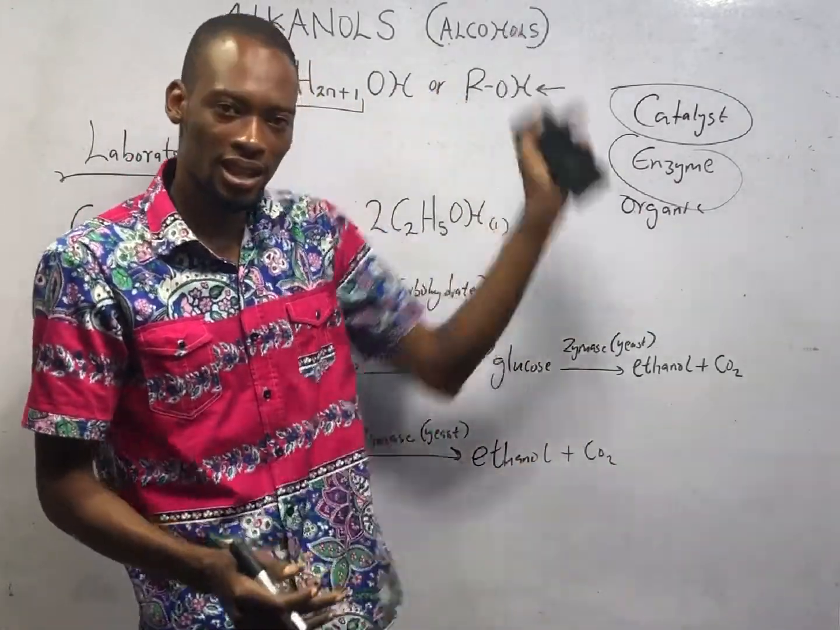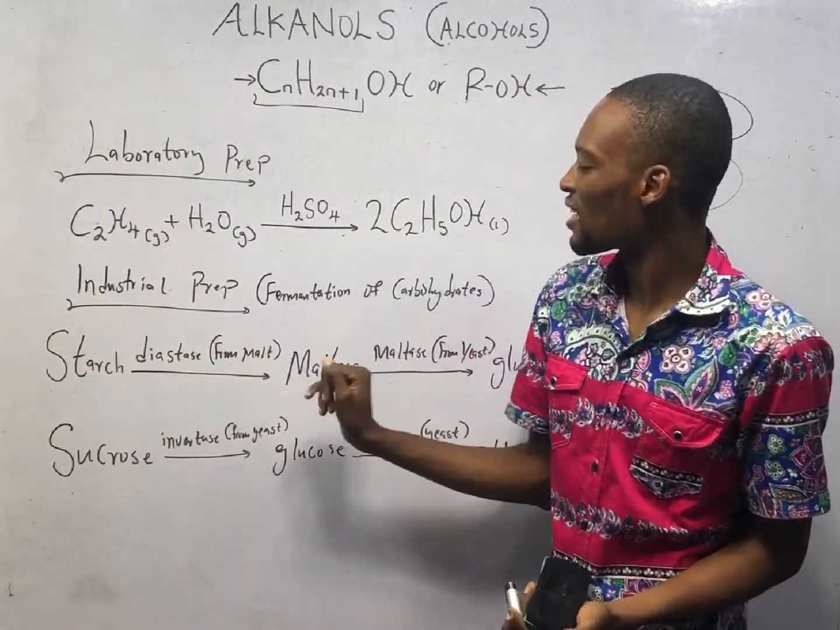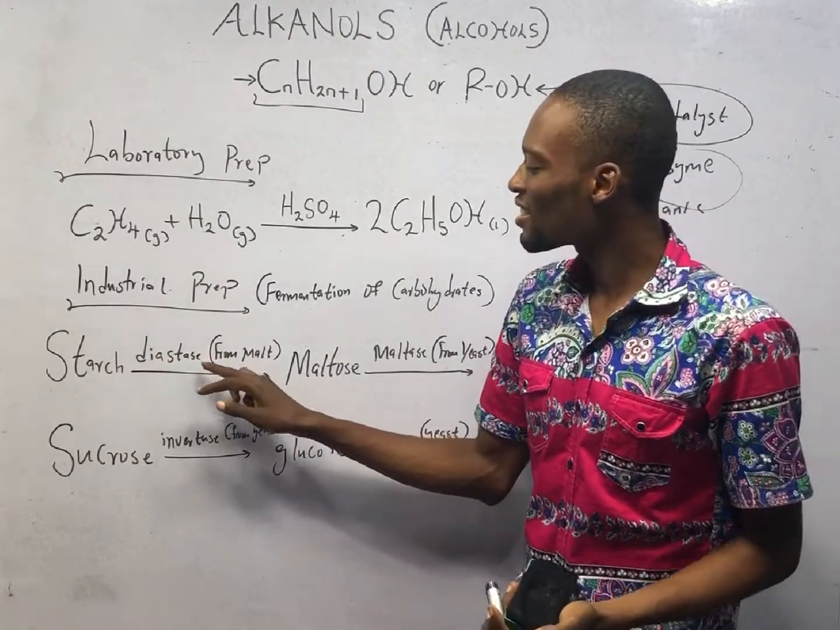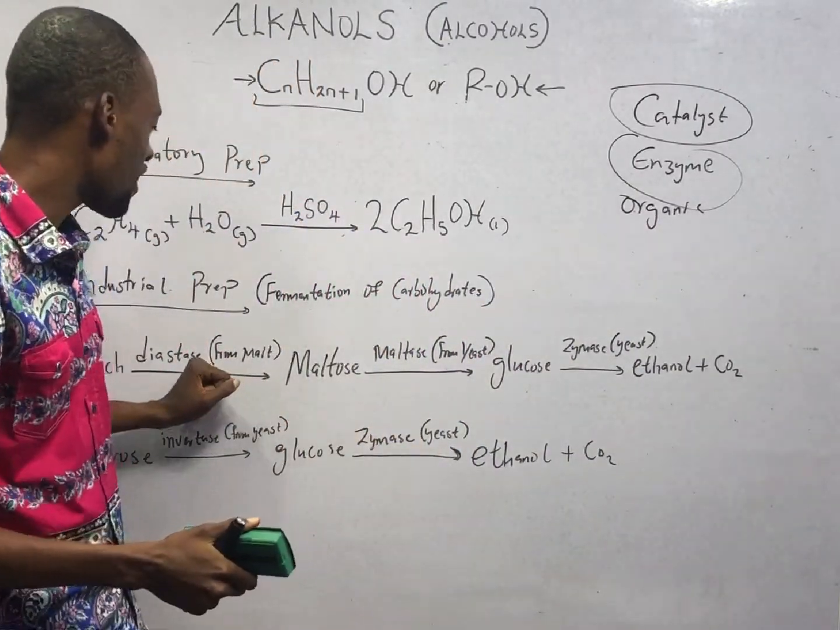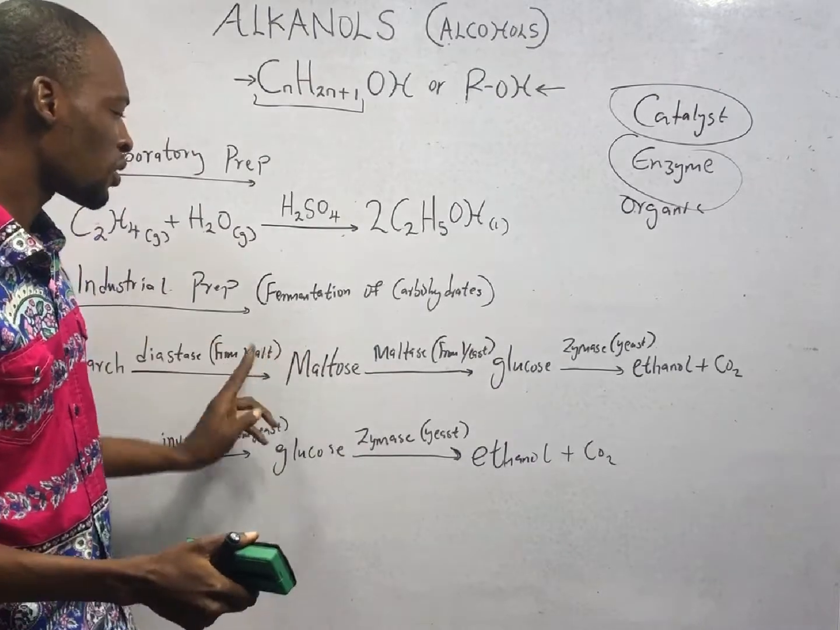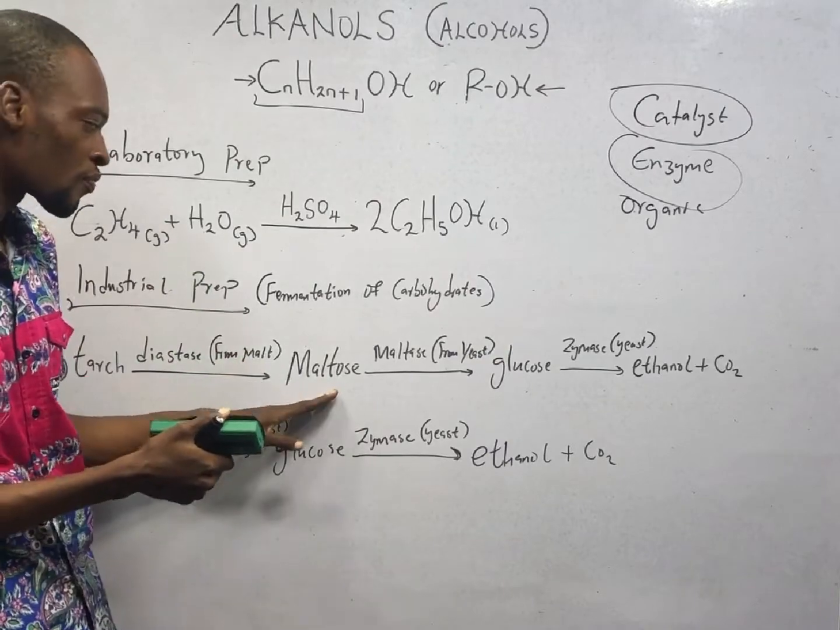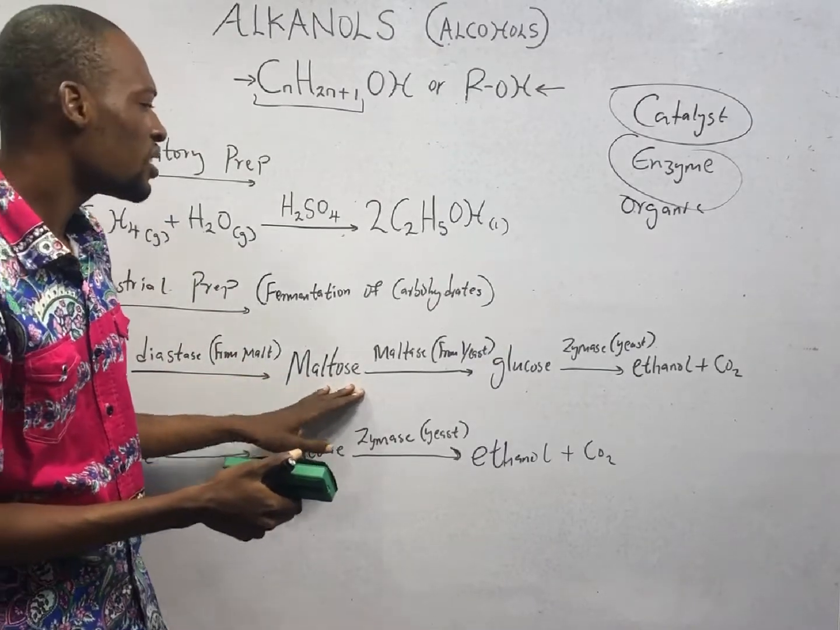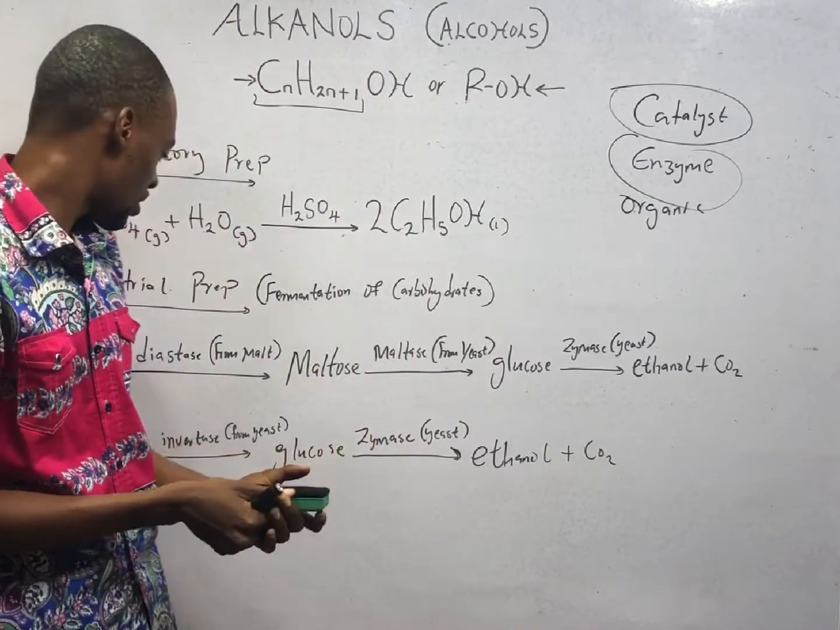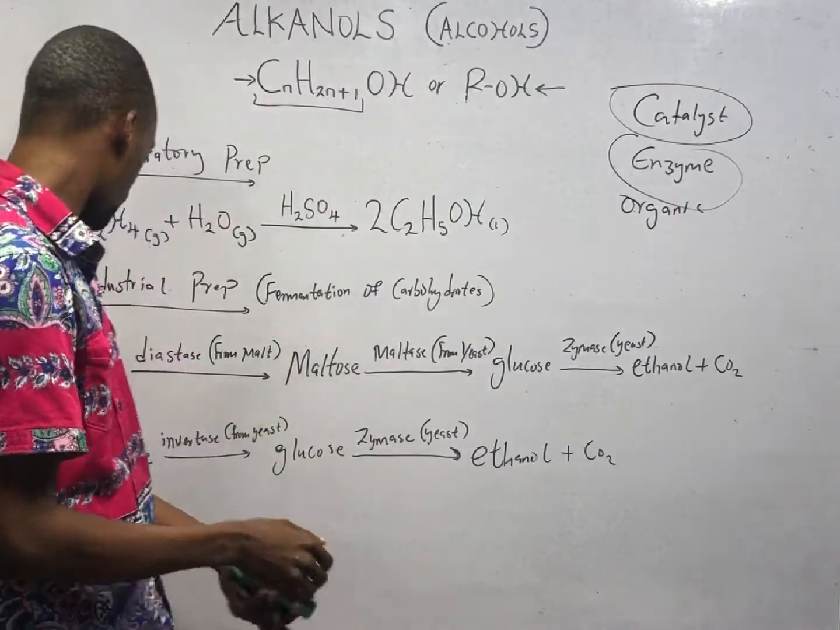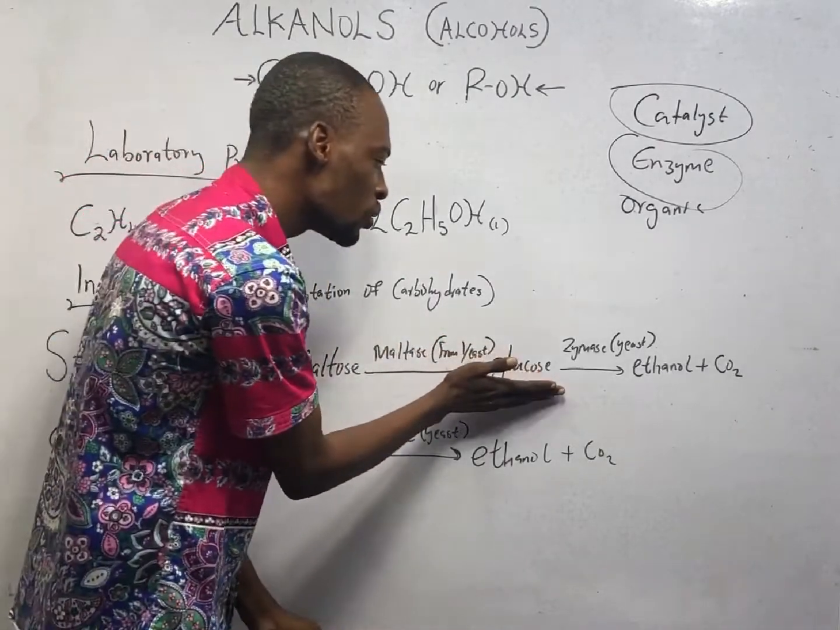Enzymes are organic catalysts. So when the enzyme diastase acts on starch, it changes starch to maltose. Now diastase is gotten from malt. So you may be asked, what is the source of the enzyme diastase? It is simply from malt. So from starch to maltose, you need the enzyme diastase from malt. Now maltose changes to glucose and the enzyme that works there is maltase. This maltase is from yeast. So diastase acts on starch, maltase acts on maltose to form glucose.